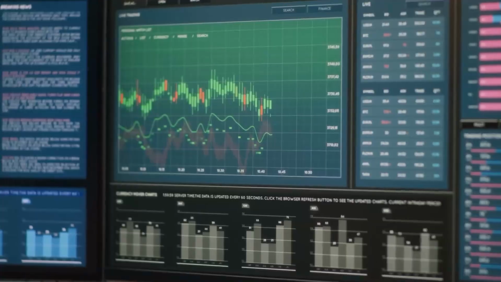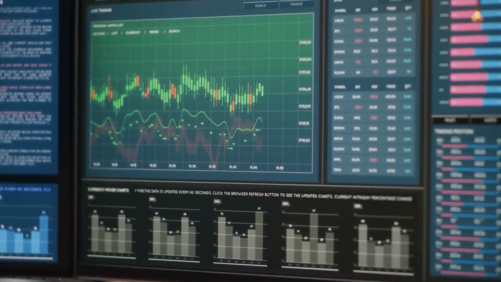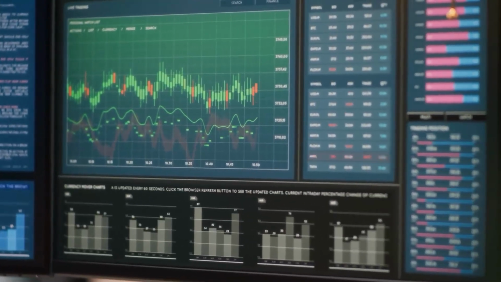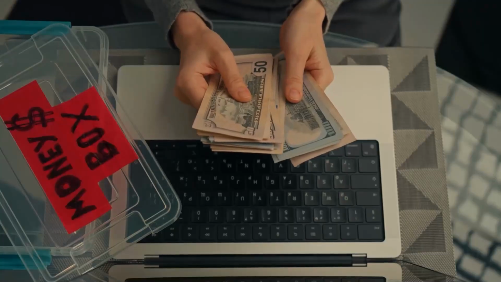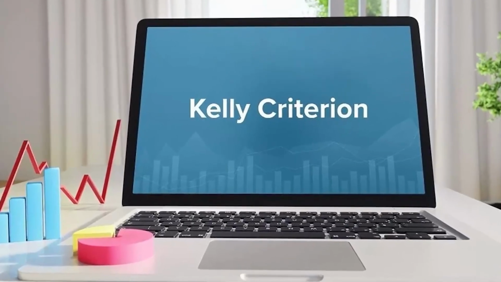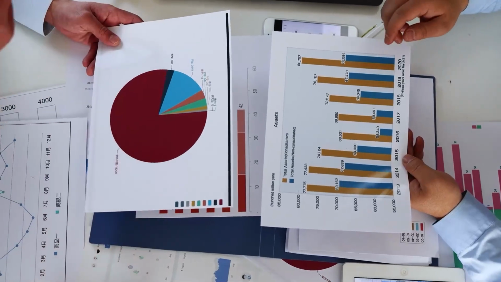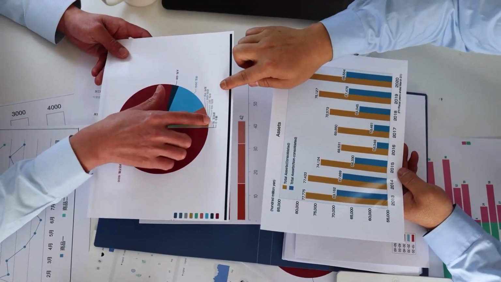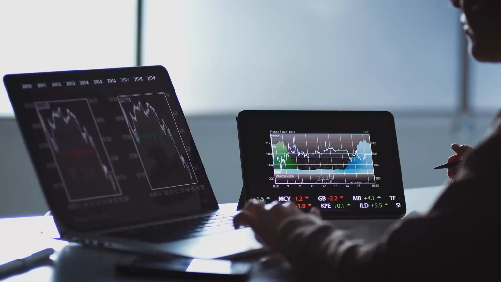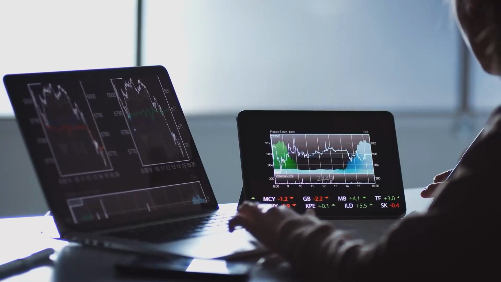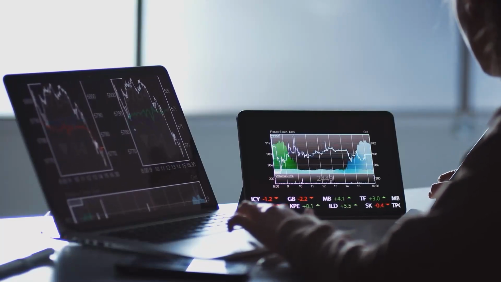There are several methods that traders use to determine the optimal position size, such as fixed dollar risk, percentage risk, and the Kelly criterion. Each of these methods has its own advantages and disadvantages, and it's important to choose the method that best suits your trading style and risk management goals.